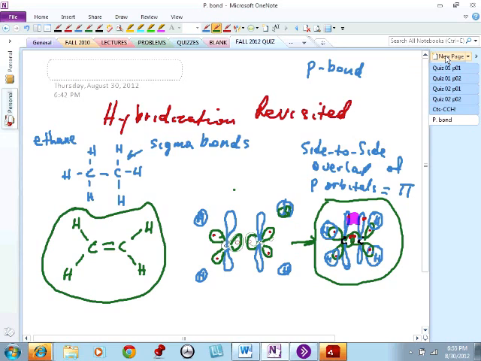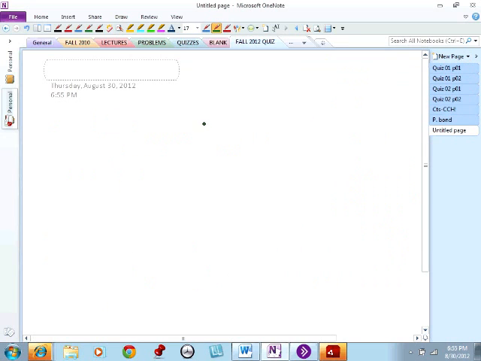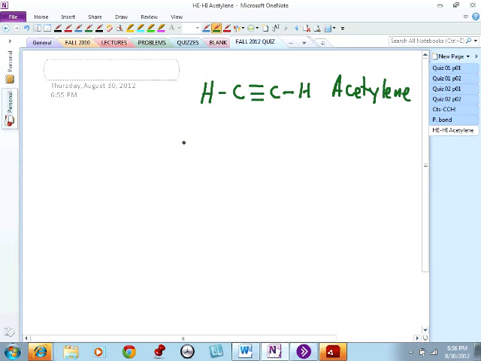Now, we could also have, supposing we have this molecule. By the way, the last one I gave you, that was the example of ethylene. I thought I said acetylene. It should be ethylene. Okay. Now, this molecule here is called acetylene. Now, supposing I ask you to give me the orbital picture of this molecule, what will it look like?